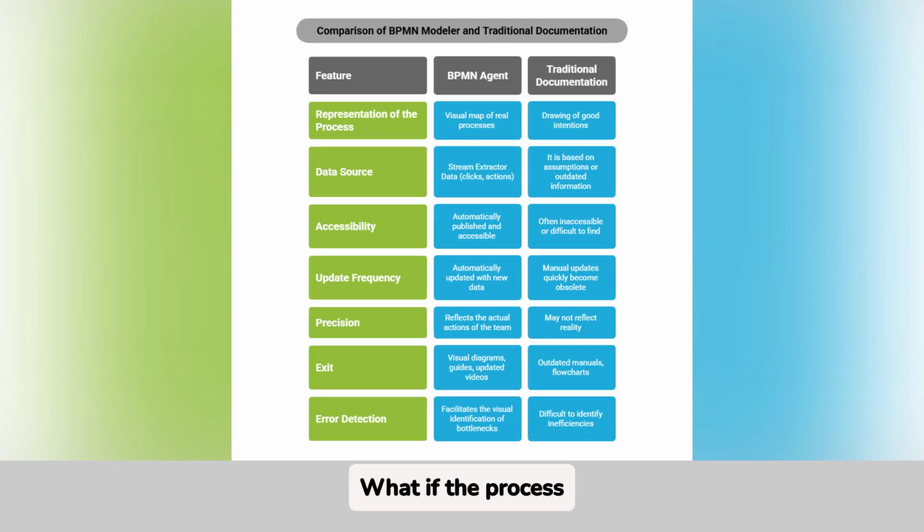What if the process changes? Because this happens all the time. The model updates automatically. Every time the flow extractor detects a new sequence of actions, the modeler adapts it. You don't have to redo the entire diagram or hire someone else to modify it. This way, your process map is always alive, always up to date, and reflects reality. That's something no traditional manual has. Manuals become outdated the day you finish them.